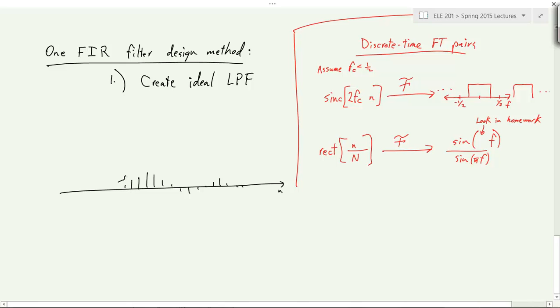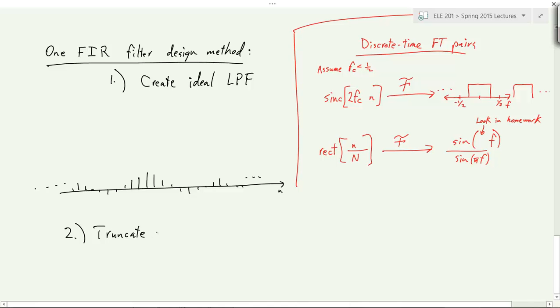Not drawing it very symmetric. Let's see, 1, 2, oh, okay. So there's our sinc. Ideally, this would keep going forever, and that would be the impulse response we use, but we need a finite impulse response. So then you might say, step 2, I'm going to truncate this in time so that it becomes finite.